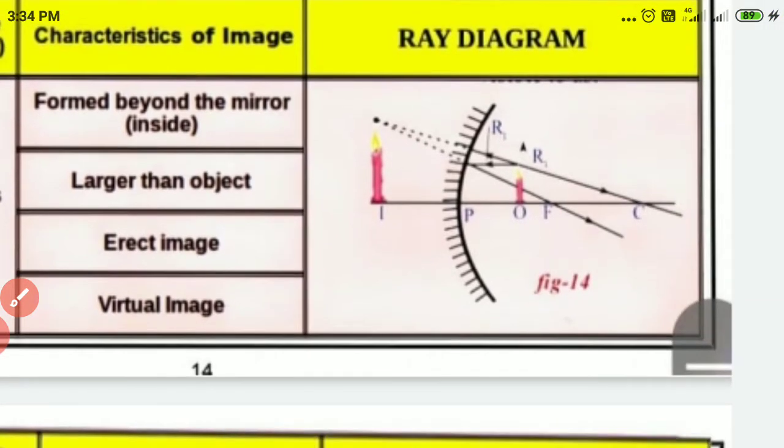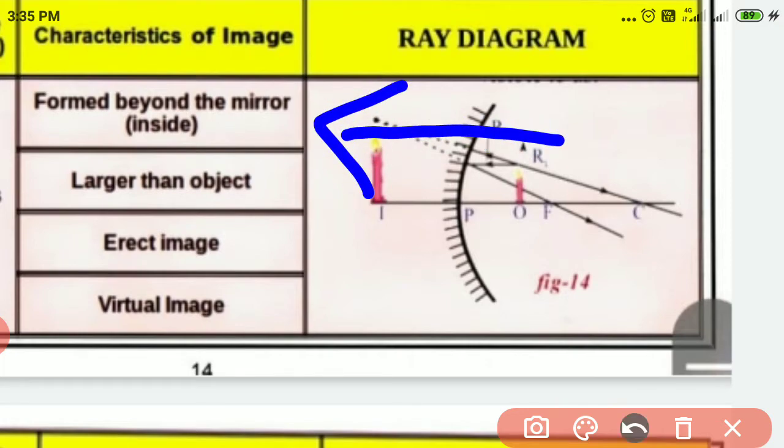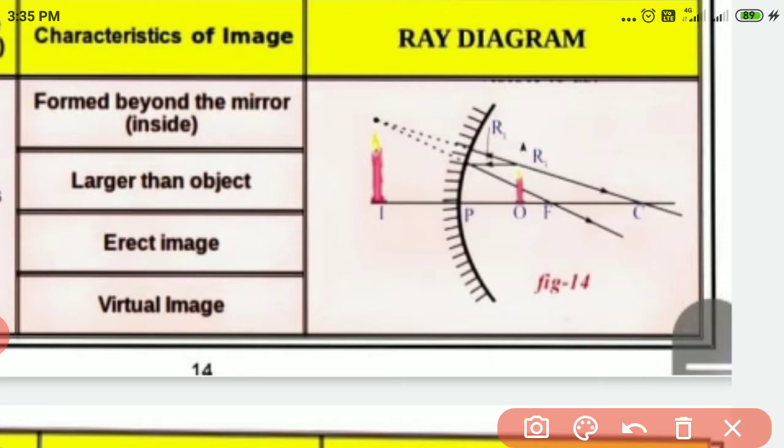Let's see. In our previous cases, the image is in the reflected ray direction. You can see the reflected rays are this and this. So here in this direction, on this side, you cannot see any image of the object. So the image is only in the incident ray direction. So it is impossible to capture this image in the real world. It appears only, that's why it's a virtual image. So these are the characteristics.